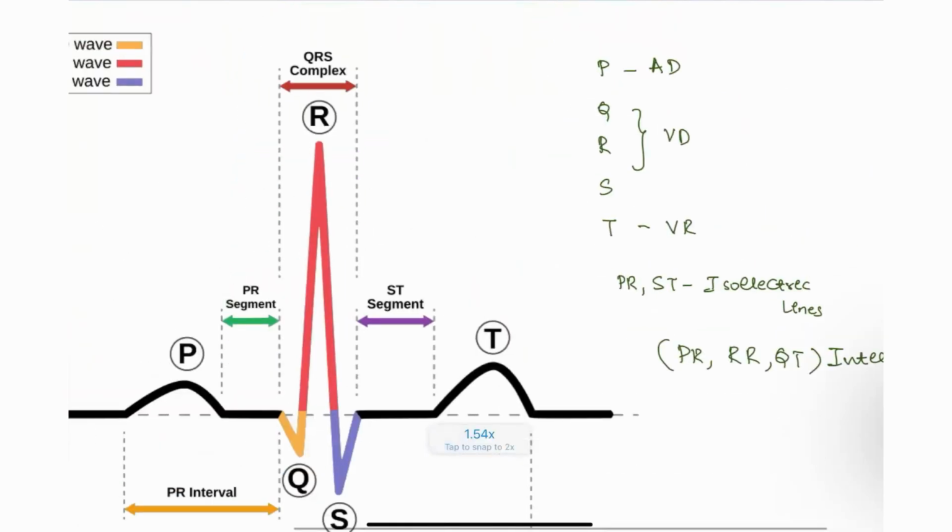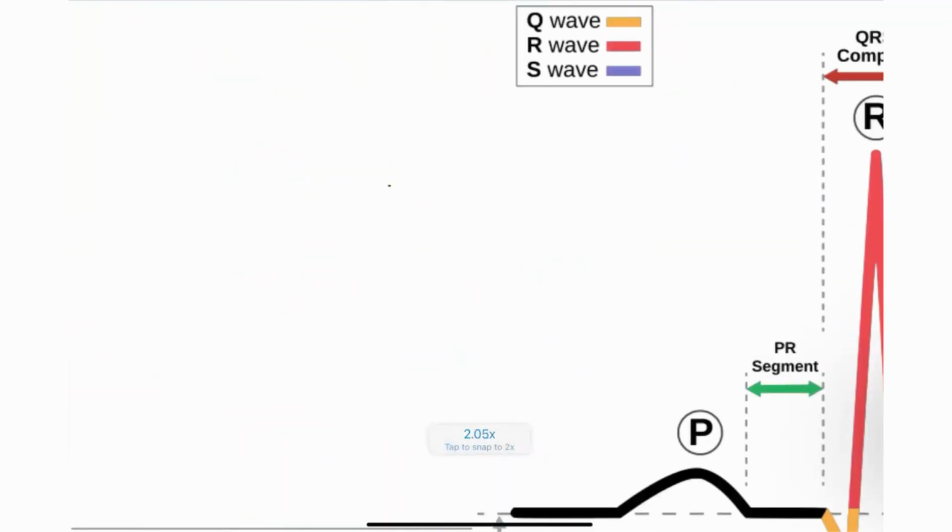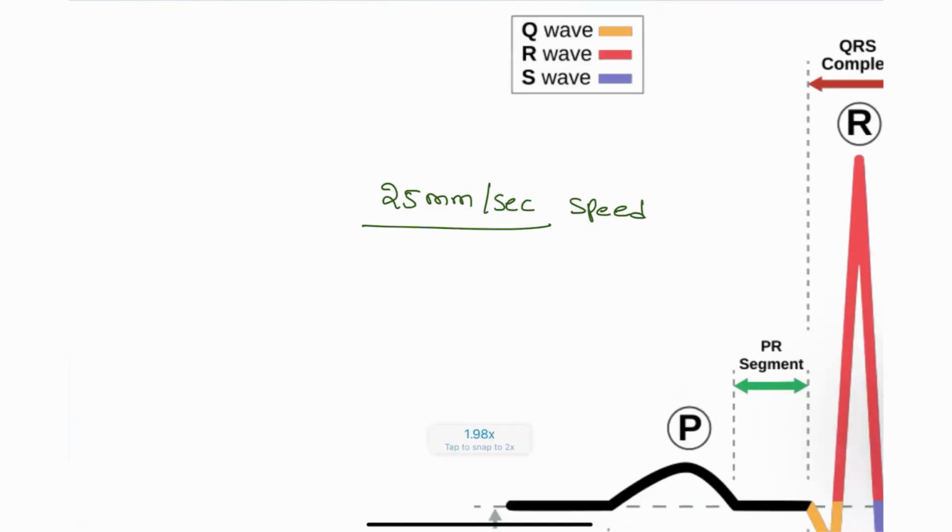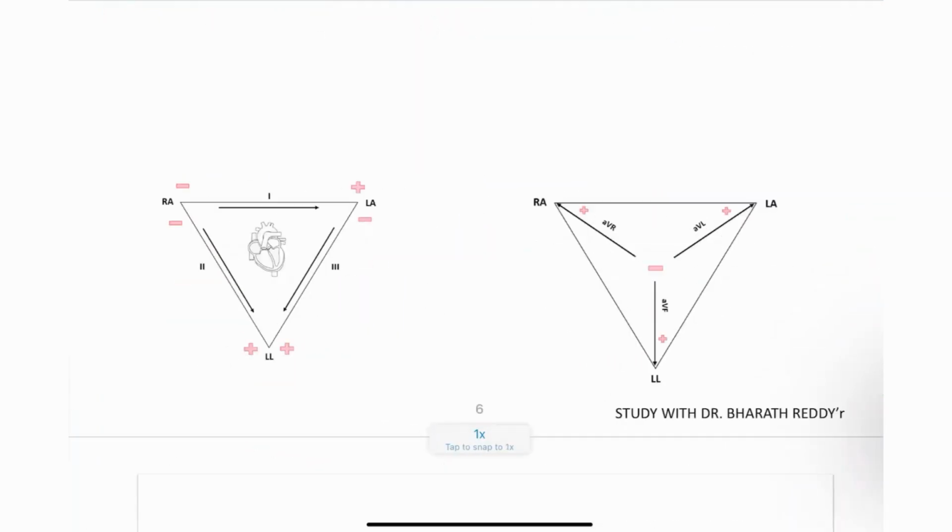And what should the paper speed be? 25 mm per second is the speed of the paper. Okay, these are the basic forms that you have to understand.